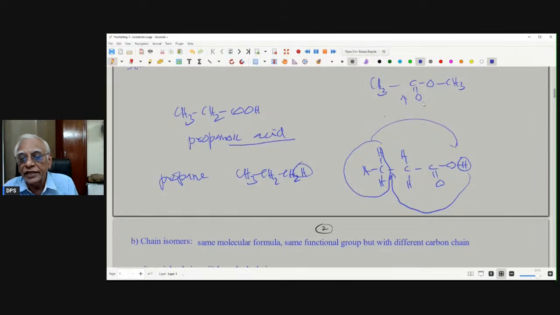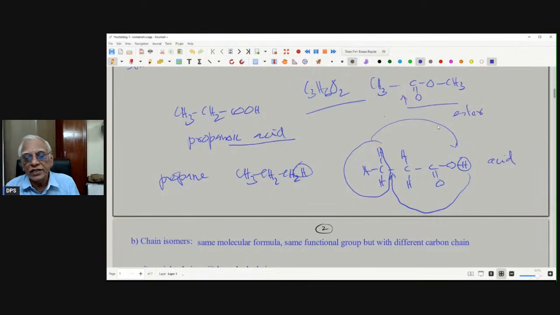And because of that, this is going to be an ester, a sweet-smelling compound, whereas this is going to be a carboxylic acid, giving a brisk effervescence with sodium bicarbonate. Okay, the ester has a fruity smell. Both of them have the same molecular formula, C3H6O2.